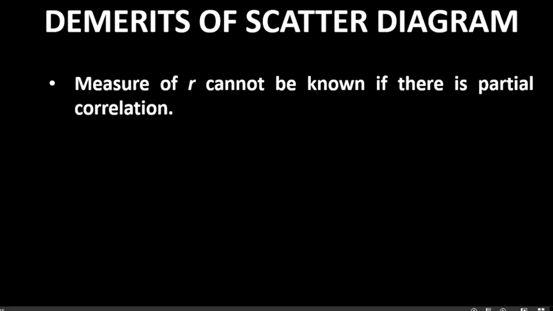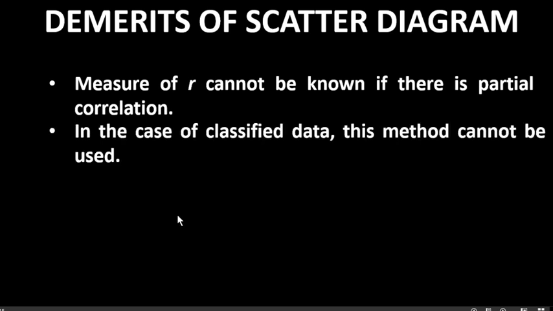By scatter diagram, we cannot find the measure of R precisely if partial correlation is there between two variables. Because if partial correlation is there, then the points are not found on a straight line. So the precise value of R cannot be determined on the basis of a scatter diagram.